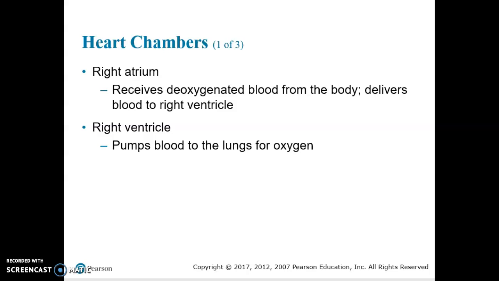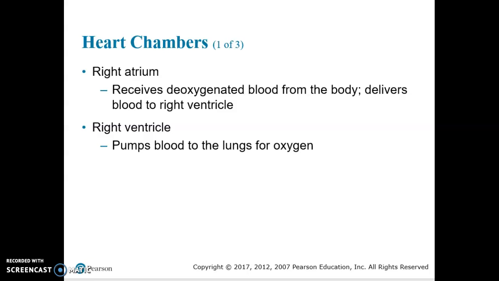First, we're going to talk about the right atrium. The big thing that you need to know about the right atrium is it receives deoxygenated blood from the body. The superior and inferior vena cava brings in the deoxygenated blood, and the first place that it goes is into the right atrium. So this is blood coming from the vena cava, and it is deoxygenated.